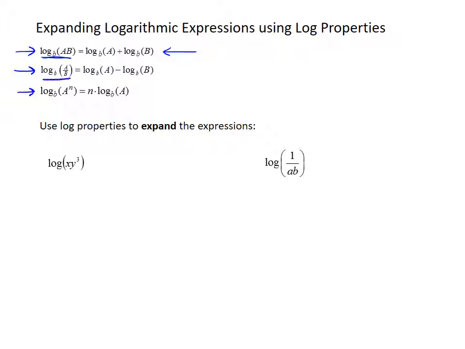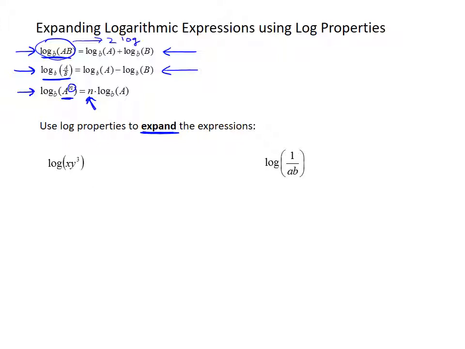If it is a quotient, we can break it up with subtraction in a similar way. And if it's a power, something raised to a power, the power can actually come out front as a multiplier to the log. So these are three ways we can simplify log expressions. In particular, when we use them in this order, we can think about it as expanding the expressions, because you go from a single log over to two logs in these first two properties. And then you can think about this one's expanding because the expression gets a little bigger when you have the exponent out front. So let's do that in these two examples.